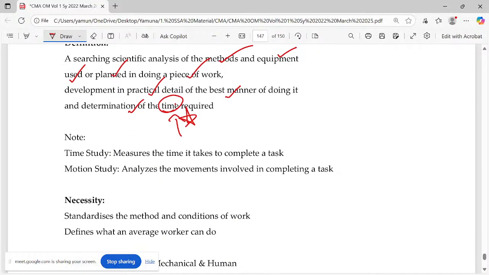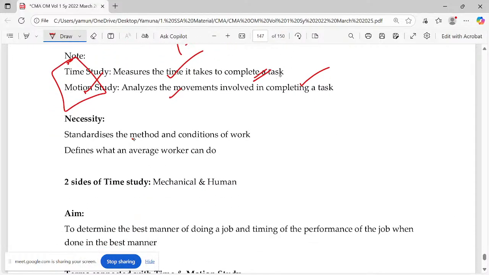Time study measures the time it takes to complete a task. Motion study analyzes the movements involved in completing a task. That's why we cannot actually separate both. Like this one is separate and that one is separate, so we'll talk both together. Time and motion study necessity: yes, you need to standardize the method and conditions of work. So you need to define what an average worker can do. So we know the law, right?